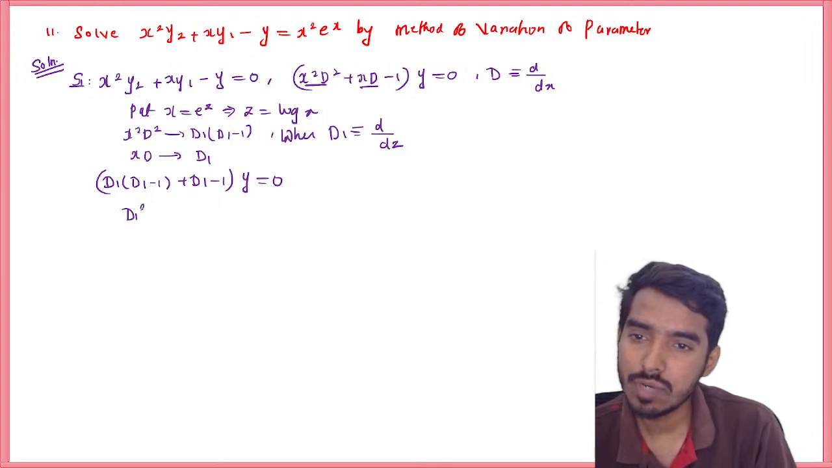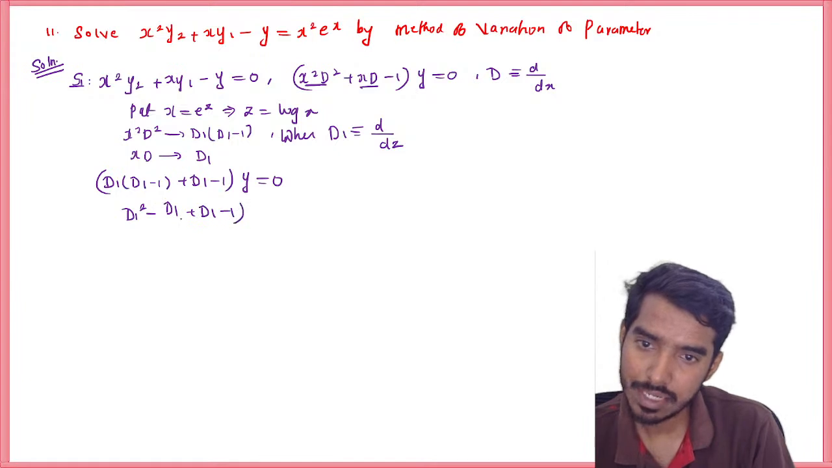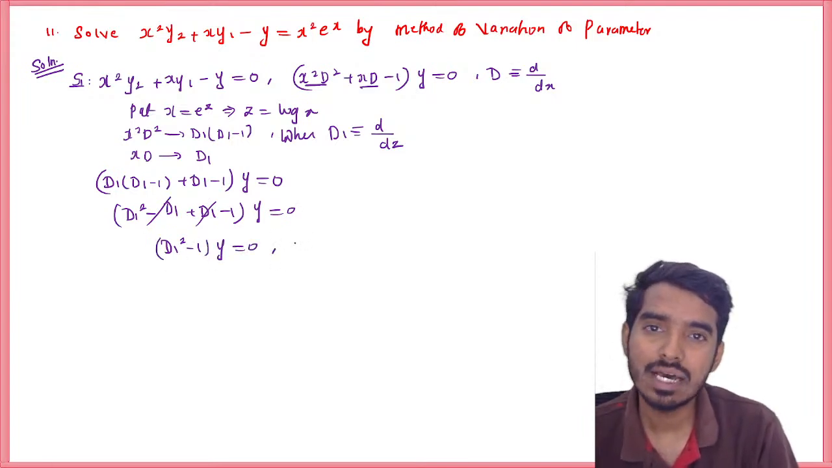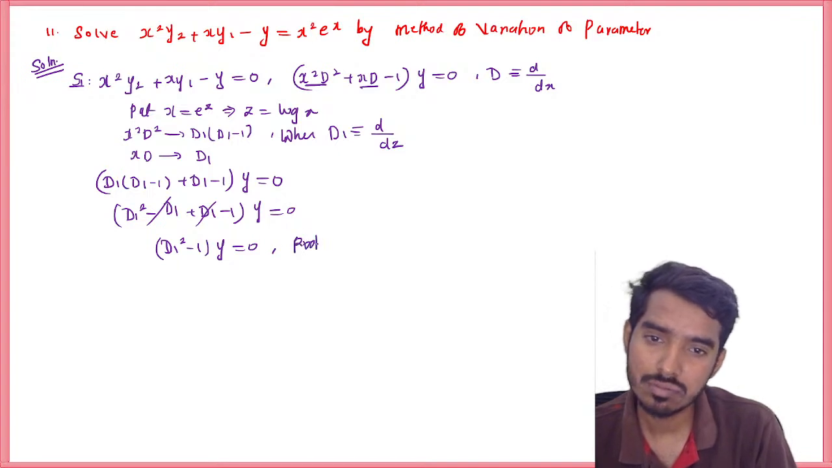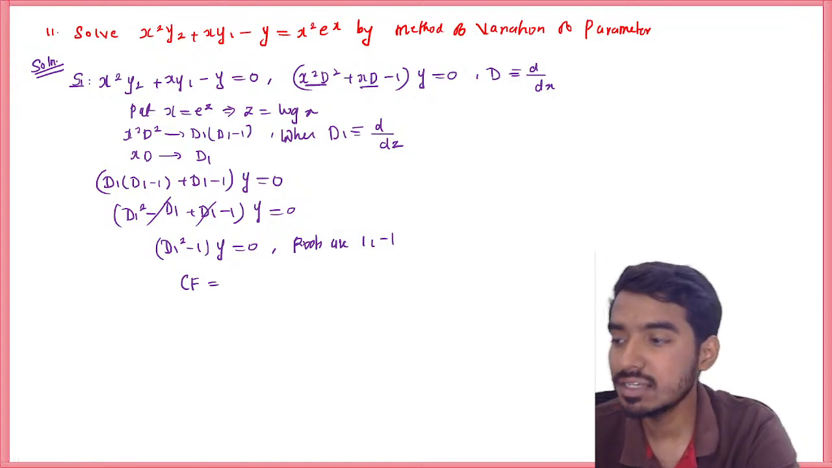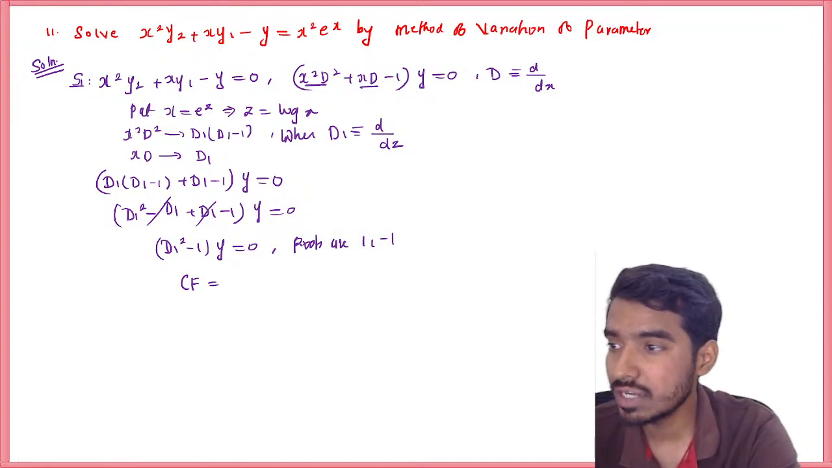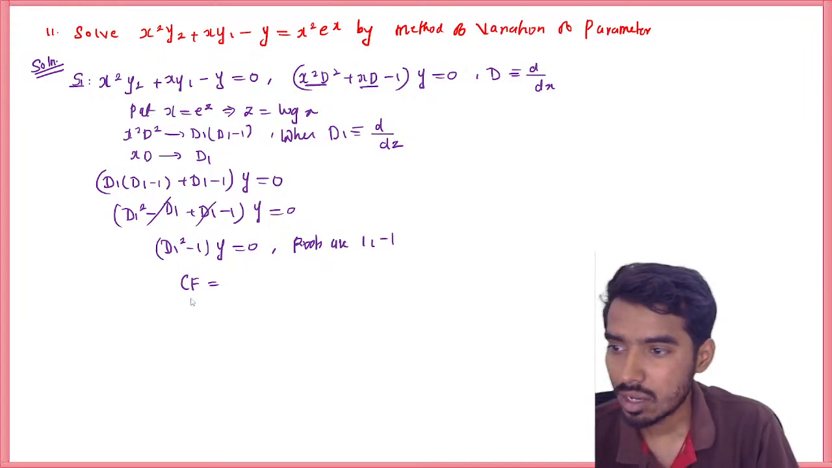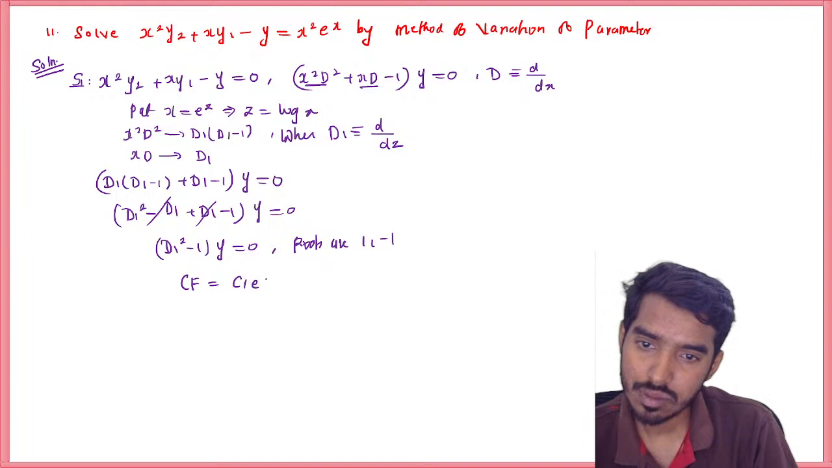Solve the equation. We have d1 square minus d1 plus d1 minus 1 of y is equal to 0. These two will get cancelled. We have d1 square minus 1 of y is equal to 0. The roots are plus or minus 1, right? Roots are 1 and minus 1. Therefore, it has distinct real roots, right? It has distinct roots. Therefore, the complementary function will be c1 e power z plus c2 e power minus z.